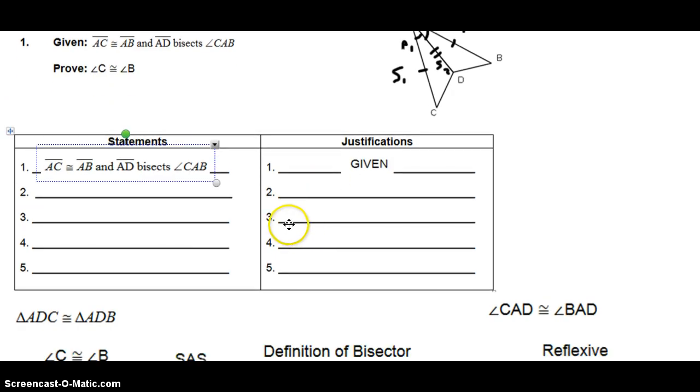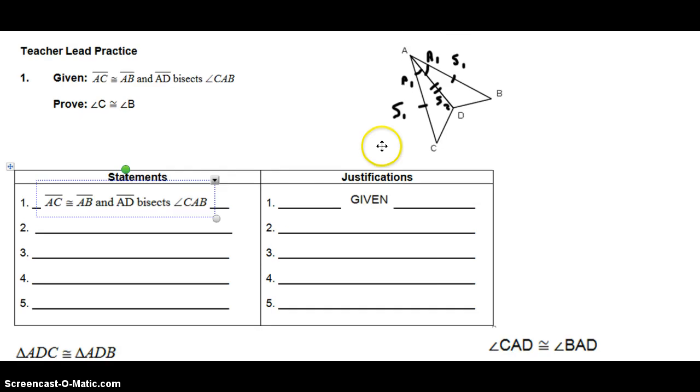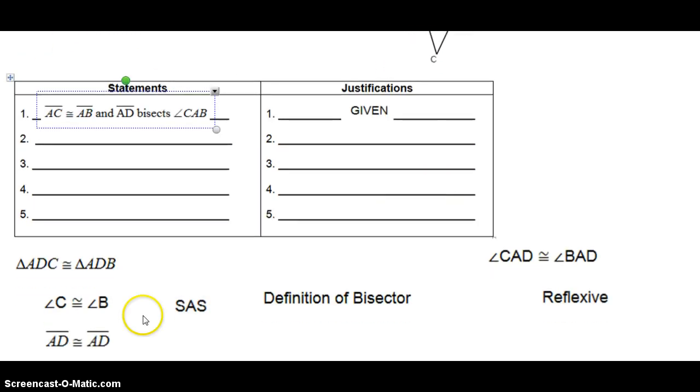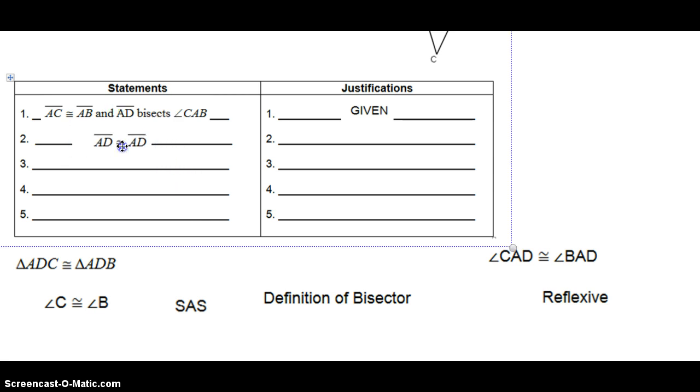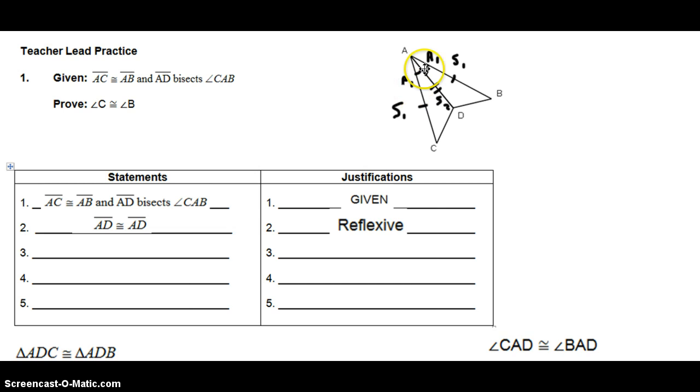Now, for your second and third steps, you have a couple of different options. You can go right for the reflexive side, which is going to be AD congruent to itself, AD. So we can put that one in for number 2, and we know that that is reflexive, so I will put that in as my justification or my reason. But you could also have gone to our angle 1 and angle 1 there.